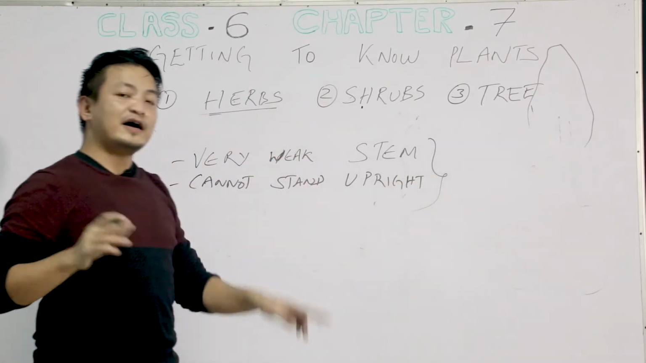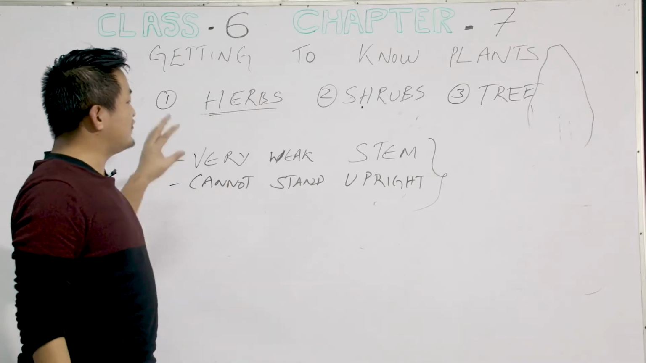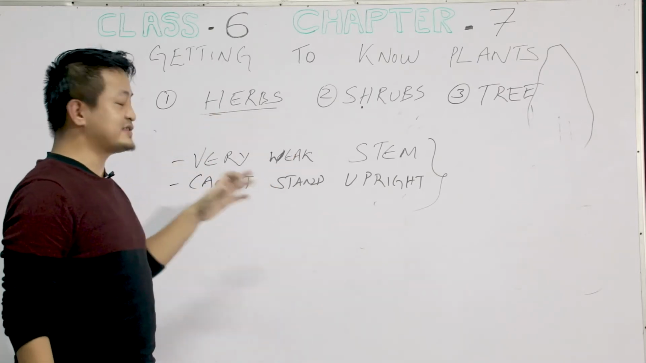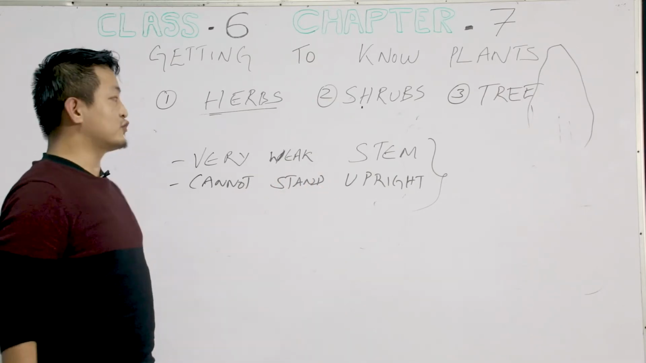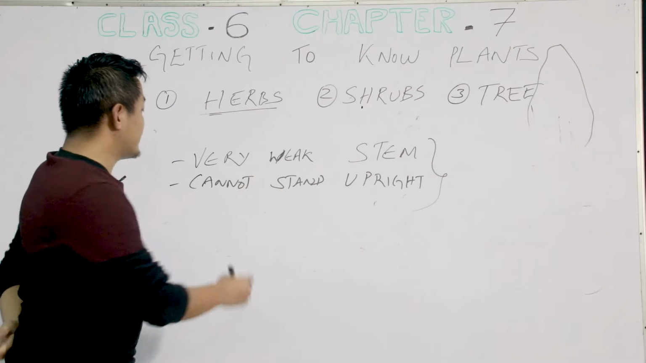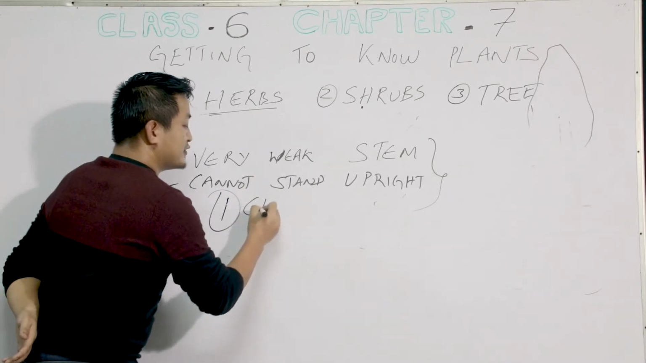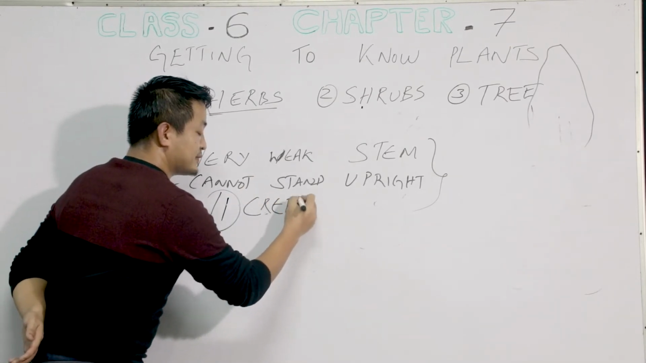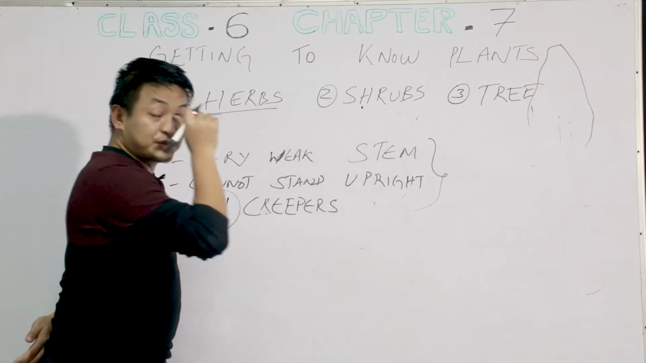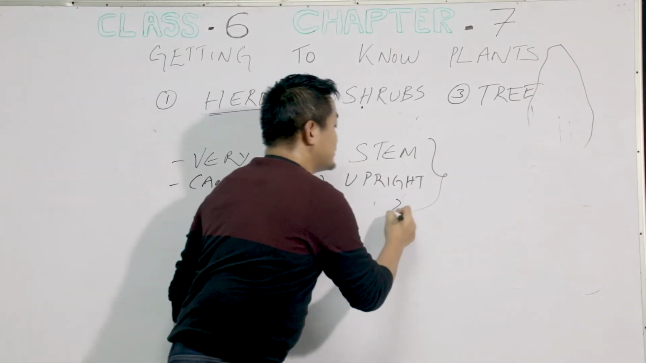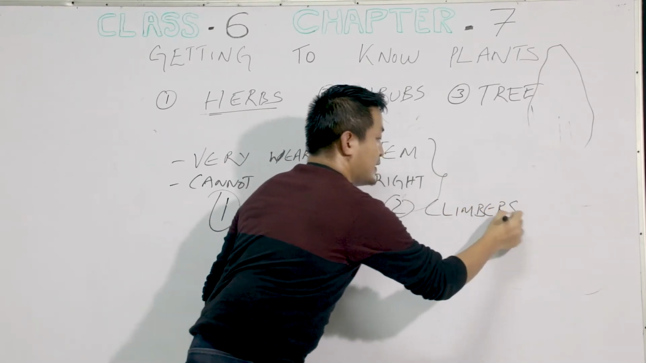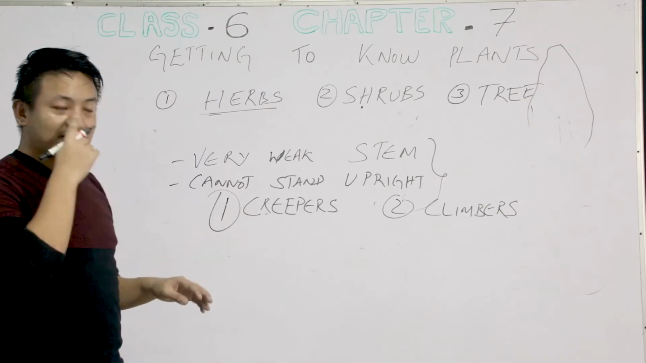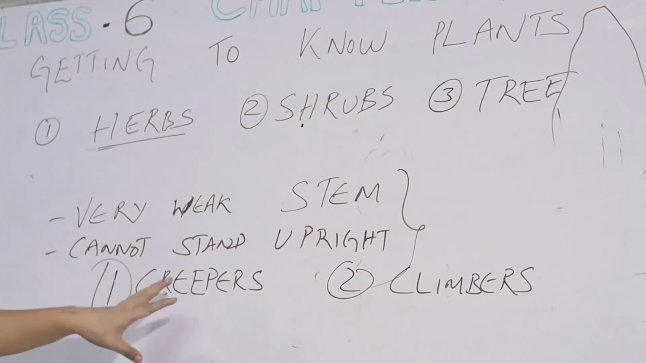So we also have two other types of plants. Those are very weak, and they cannot stand upright. That means the stem is weak. So what are those two plants? The first one is creepers, and the other type of plant would be climbers. From the name itself, you get it, right? Creepers and climbers are two types of plant whose stem is very weak.